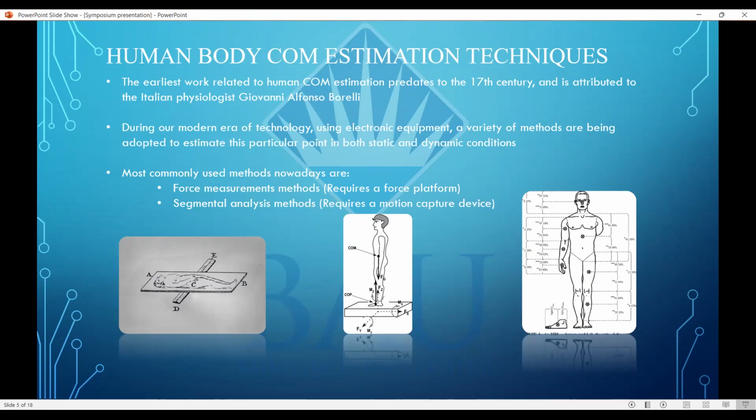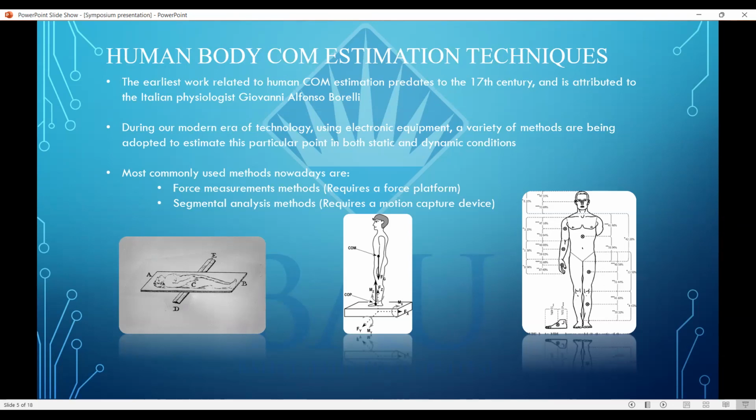In Borelli's study, he placed his subjects on a wooden platform with a support shaped like a triangle, as seen in the figure below to the left. To locate the center of mass, he kept moving the wooden platform until he reached a state of equilibrium. In this state, the center of mass is located on the line of contact between the support and the wooden platform. This was the emergence of center of mass studies.